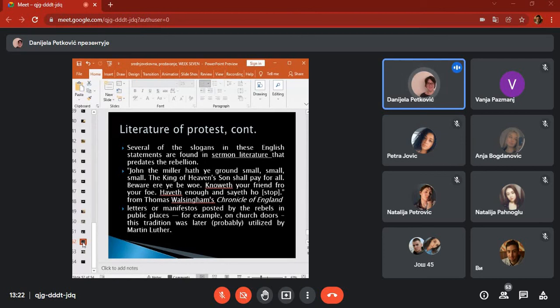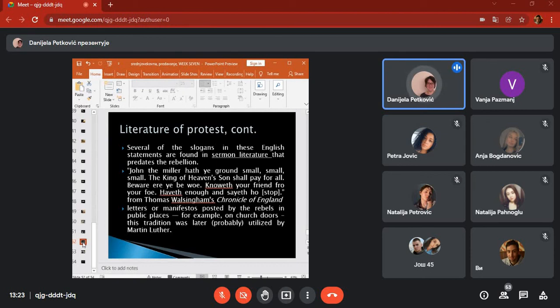So, for instance, the slogan is what? John the Miller has ground you small, small, small. The King of Heaven's Son shall pay for all. Beware ere ye be woe. Know your friend from your foe. Have enough and say ho. And this is quoted in Thomas Walsingham's Chronicles of England.